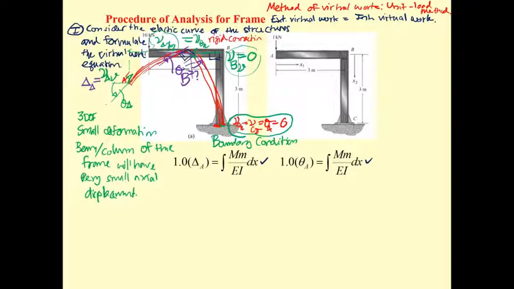delta A. What we have is this frame, and then we put the 1.0 force, this 1.0 kilonewton here. Then this 1.0 kilonewton times this displacement is the external virtual work, and this is going to be the internal virtual work. This is going to produce m sub delta, and this is equal to the integration of m sub delta, and this m sub delta is produced by the assumed unit force.